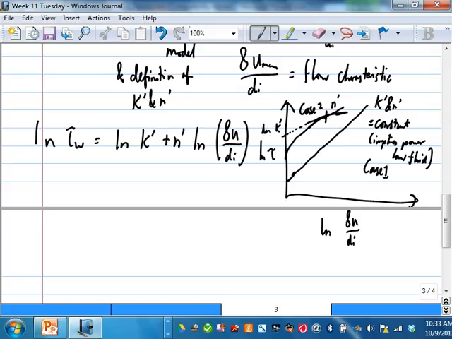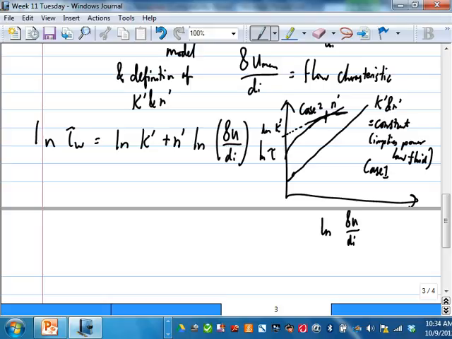So at any instant, in any particular situation, you can work out K prime and N prime. But if you increase the flow rate by 50%, the K prime and N prime will be different. So K prime and N prime is just a curve fit for our pipe flow experiment.